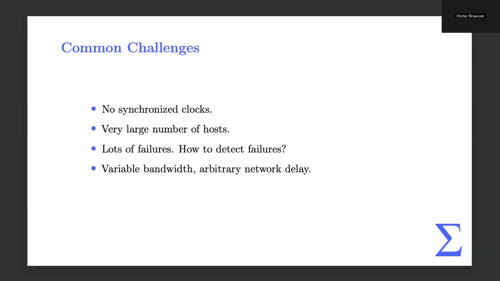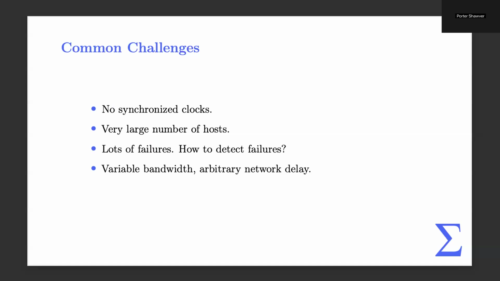Okay, so common challenges. I mentioned some of these a little bit already. No synchronized clocks. It's hard to coordinate things if you don't know when something is happening. There might be a large number of hosts within a data center. You might have hundreds or thousands of computers, and many data centers. The internet is billions of devices, so there's a lot going on.